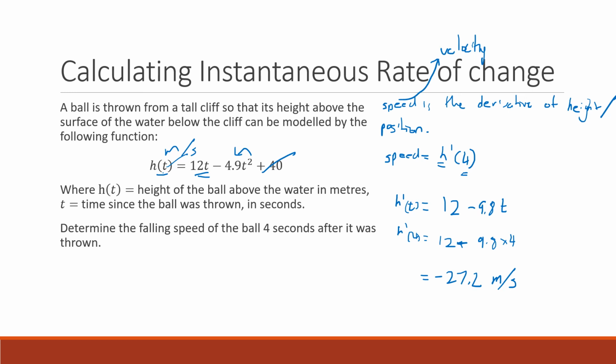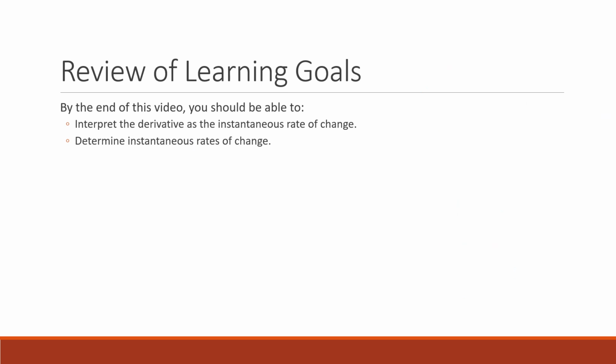And that one, again, nice and straightforward because we knew the equation and we knew we had a rule to derive it. Once we could derive it, we could get our speed, our instantaneous rate of change, pretty easily. Right, students, so after watching this video, you should be able to interpret the derivative as the instantaneous rate of change. That's what all our examples are about, and also determine or calculate instantaneous rates of change as well.